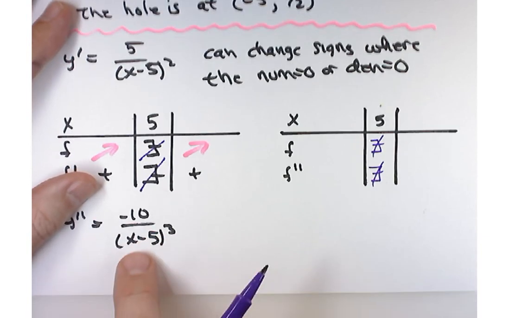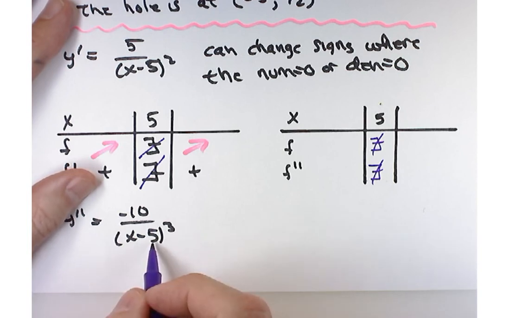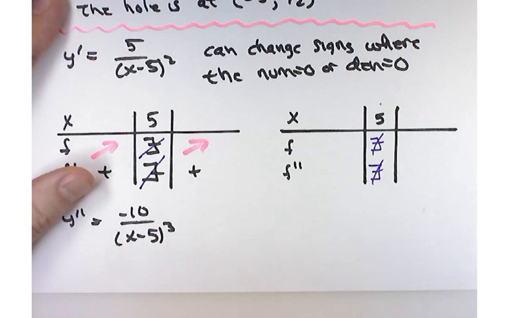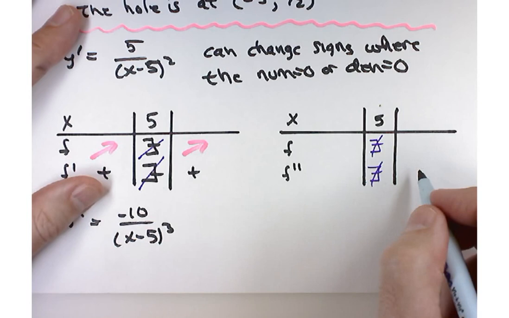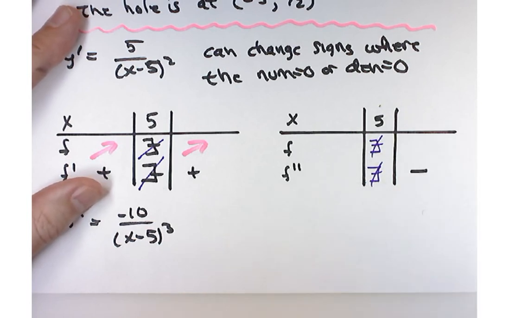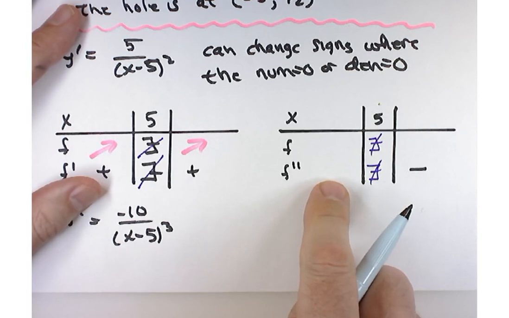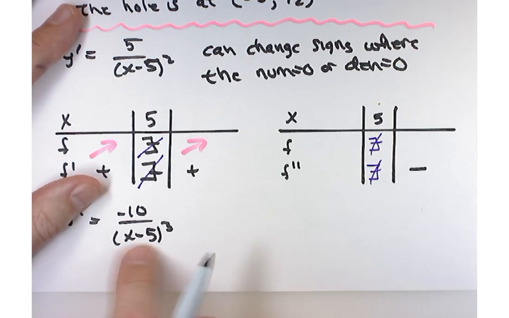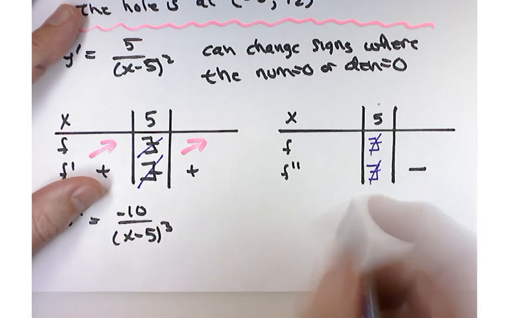If I put in like a 6, 6 minus 5 is 1, cubed is still 1, divided into negative 10. Negative divided by a positive is negative. If I switch to something like a 0 or a 4, what I'll get when I subtract that from 5 and cube it is a negative number. A negative divided by a negative is positive.